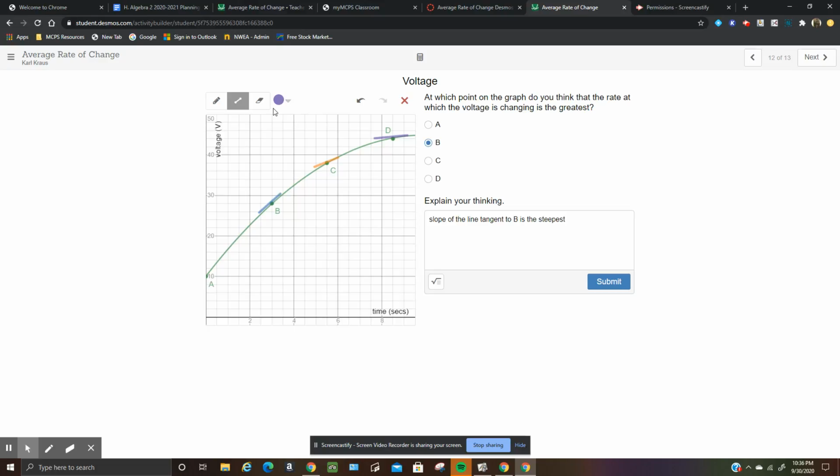Well, maybe I want to change my answer here. Let me look at A here. It's hard to tell. Let's go with A. That's steeper than that.